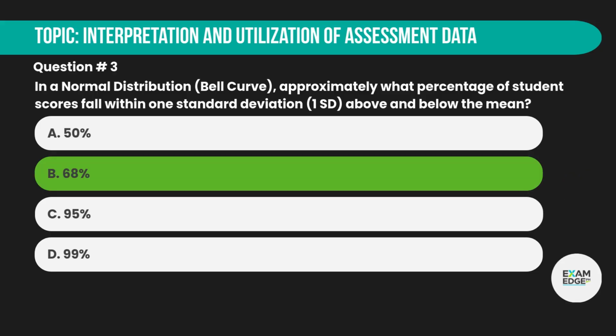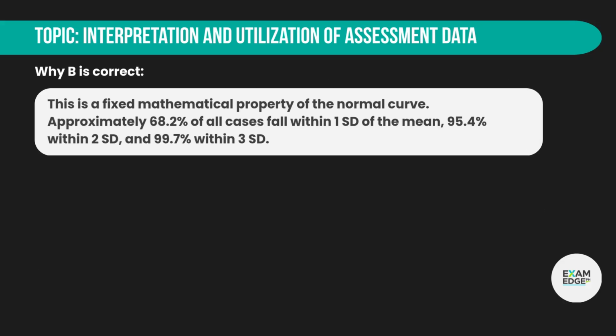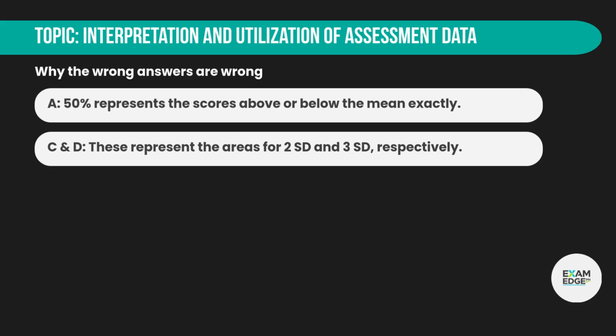Correct answer: B. 68%. Why B is correct? This is a fixed mathematical property of the normal curve. Approximately 68.2% of all cases fall within 1 SD of the mean, 95.4% within 2 SD, and 99.7% within 3 SD.